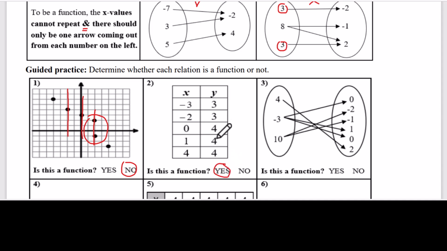But they repeat over here. It doesn't matter. This is the y values. All we care about is the x values. The x values don't repeat, so yes, it is a function.